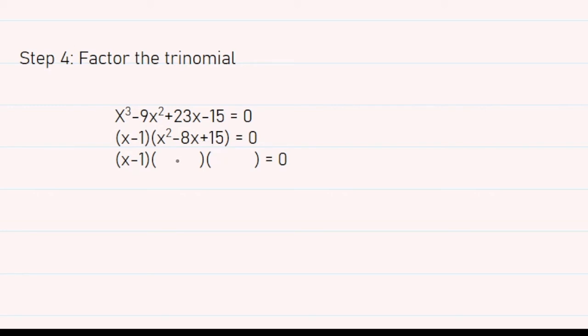If you remember from my previous video, because this is a simple trinomial, I'm just going to put the x here, and we're going to do this as 5, 3, and they'll both be negative. So in this case, x is equal to 1, or x is equal to 5, or x is equal to 3.